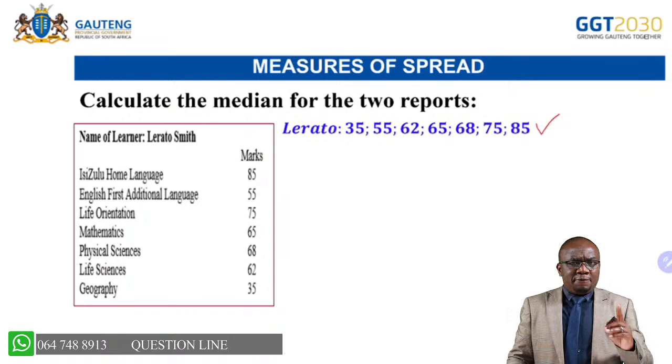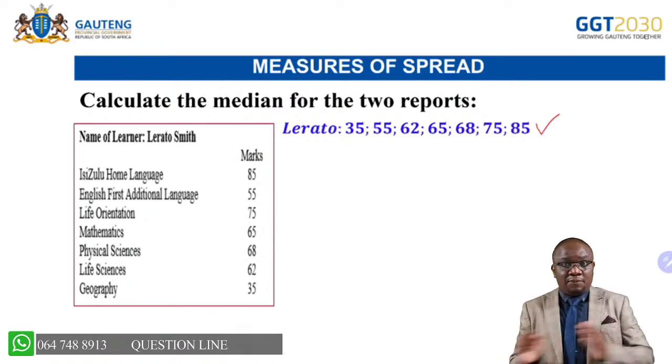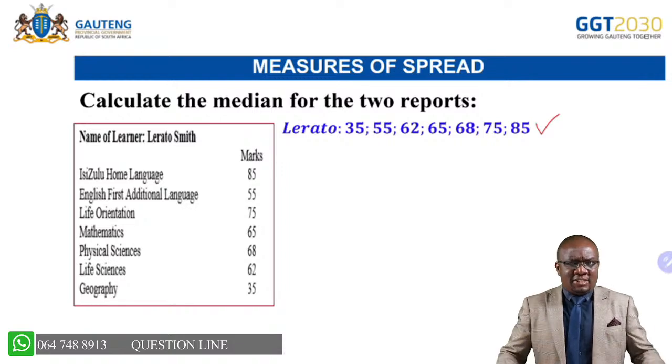Okay? Right, I'm going to give you 1 minute. Now, rearrange your numbers in an ascending order. Okay? And then you find the median. Let's try that. 1 minute.